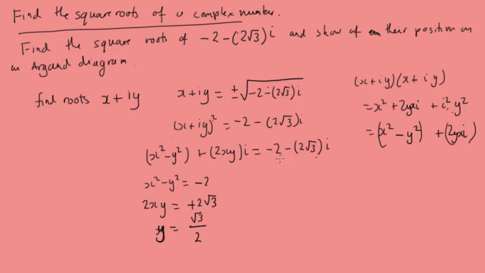I will just deal with that bit there. Substituting that back into here, and that gives us x squared minus root 3 over 2 squared equals -2. So x squared equals 3 over, oh that's not 2, that's meant to be, oh dear.